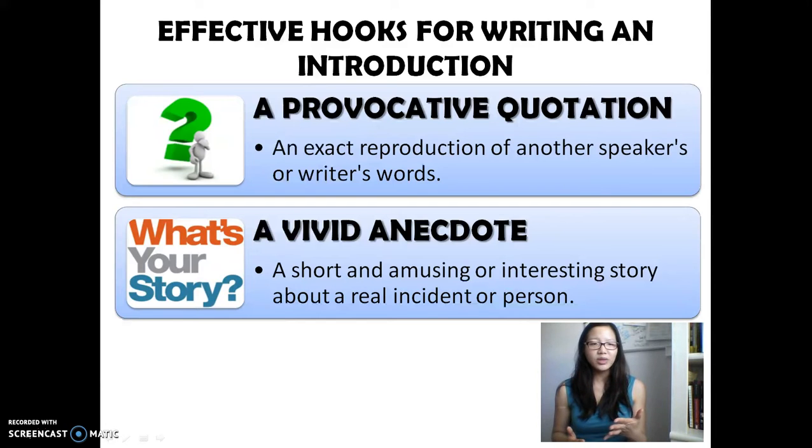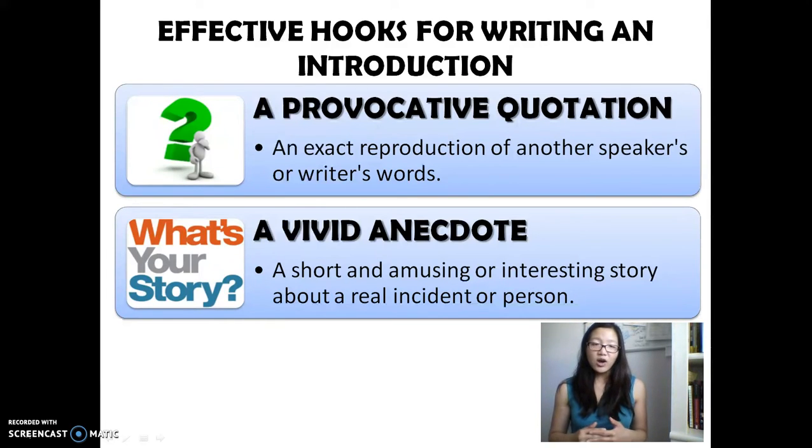And lastly, although the list is not limited to just these options for hook, these are just to help you get started. A vivid anecdote. Another word for anecdote would be a short or amusing or interesting story that you may have found about a king, a queen, a court jester, or so forth, that you may want to use at the beginning of your essay. Maybe it's a part of a speech. Something of that sort can really act as a great attention grabber.